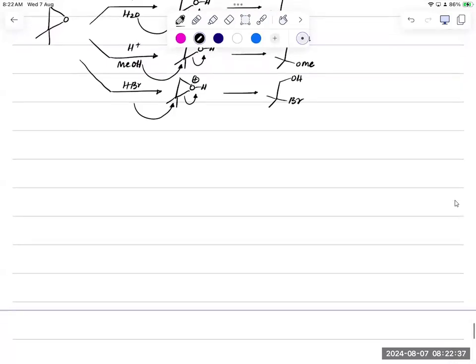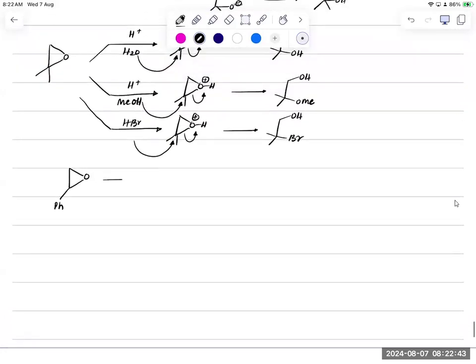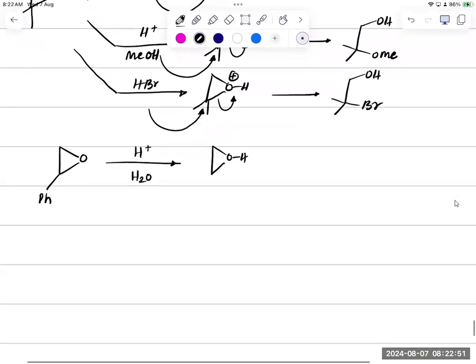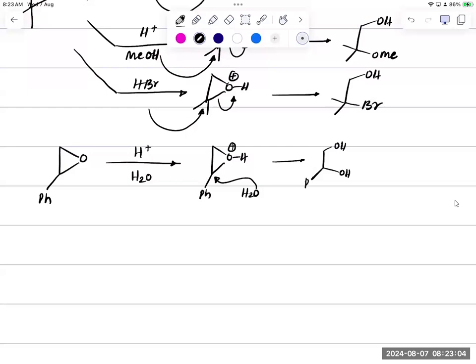Next, if you have even one phenyl group like this, instead of two methyls, it will still have the same ability, with H plus and H2O. If you notice, the protonation will take place here, and H2O will attack on this position only. That's how we end up with OH and OH and phenyl.